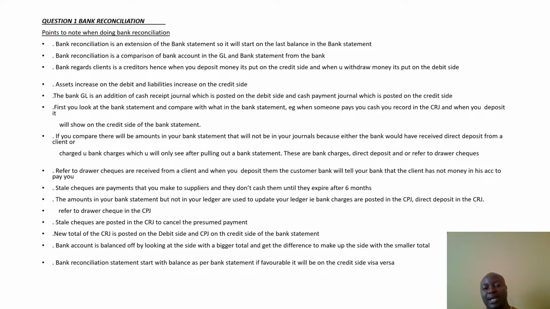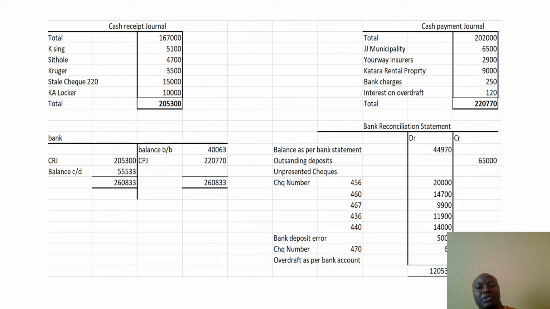So you need to go back now and look at, for example, the bank charges. You only see or determine the bank charges when you look at the bank statement. So you need to take those and put it in your cash payment journal. The direct deposits, you need to put them in your cash receipt journal, isn't it? So that's ideally, in a nutshell, what you need to look at when you look at the bank statement, isn't it? So we proceed to the actual solution.